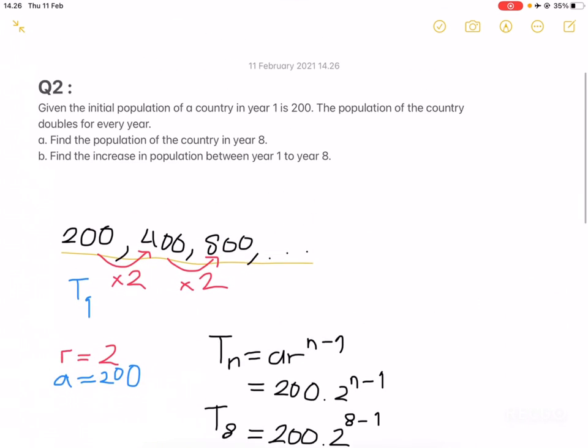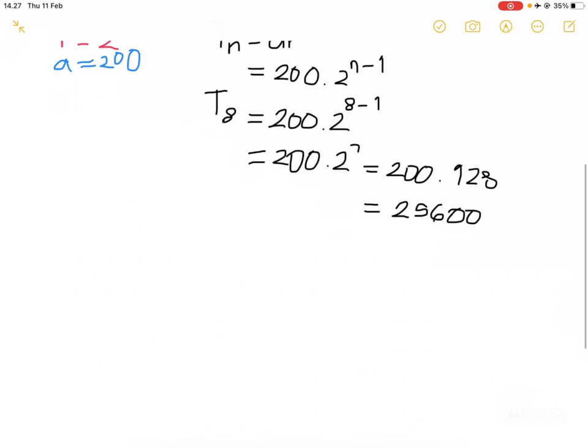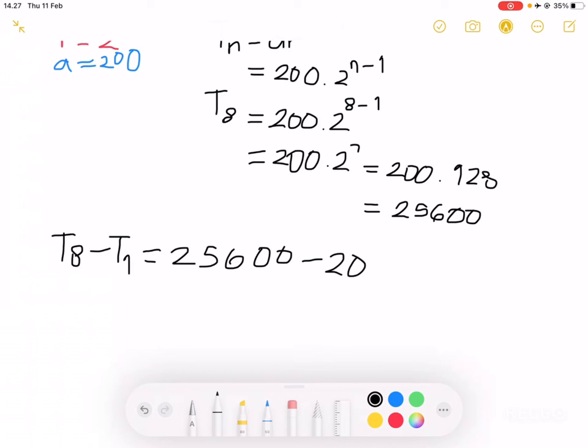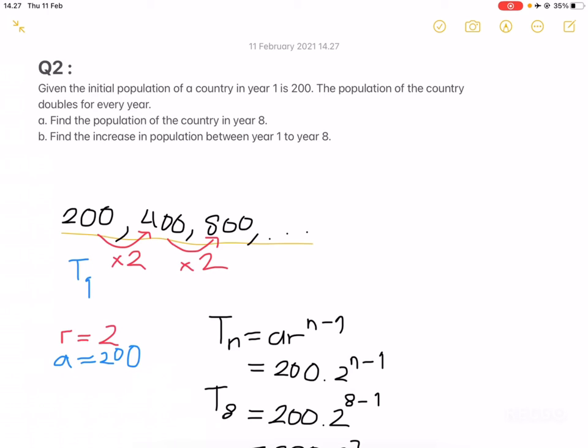So anyways, for part B, find the increase in population. It's just pretty easy. You can just subtract T1 from T8. So T8 minus T1 is equal to 25,600 minus the initial population, which is 200, and it's just 25,400. And that is a pretty large increase of population.